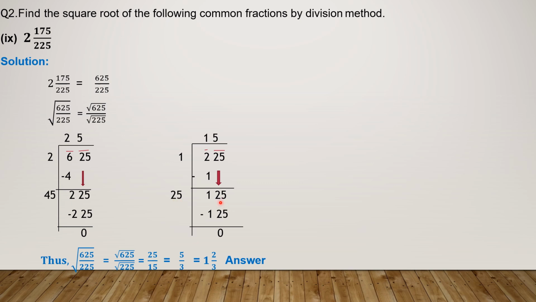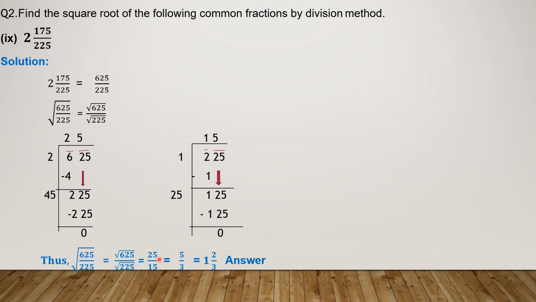Here now your dividend is 125 and you have to make your divisor on your own. How? 1 plus 1, 2. And this second number you will get on your own. If you put here 5, then multiply 25 with 5, you will get 125, and 15 is your answer. Now simply put these values in this equation by writing this equation again. Square root of 625 is 25, square root of 225 is 15.